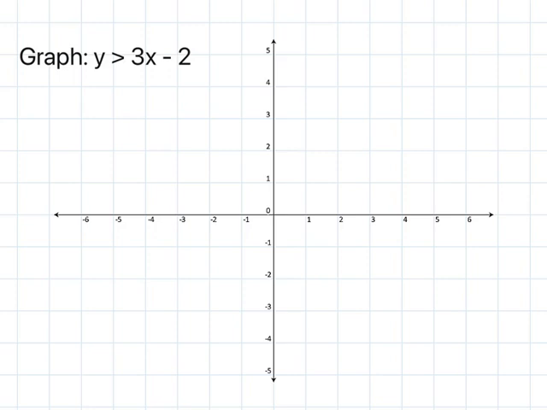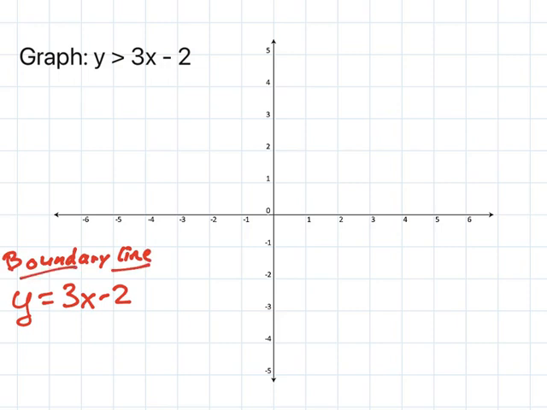Now with an inequality, we have a lot more options because we're not just looking at equal, we're looking at anything that makes it greater. So let's go graph this. To graph, we're going to pretend that we are just graphing 3x minus 2. We call this the boundary line. So we first need to graph and think about the boundary line.